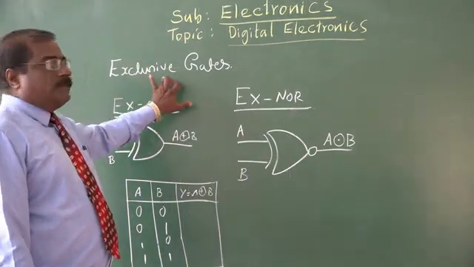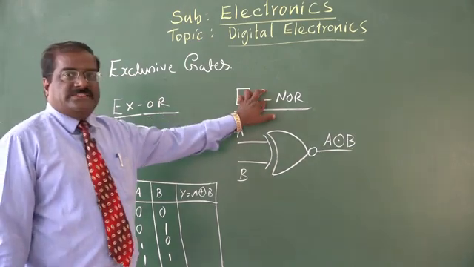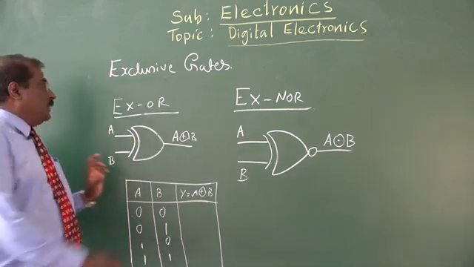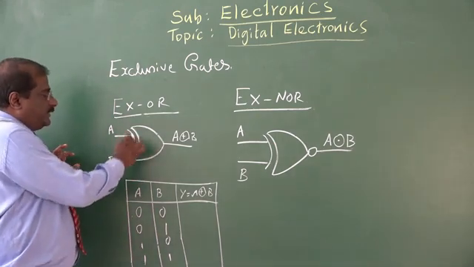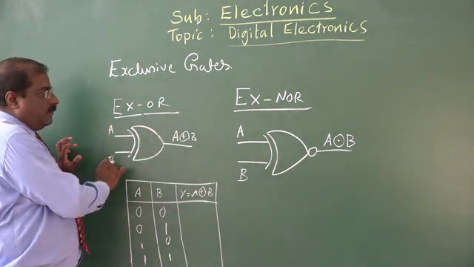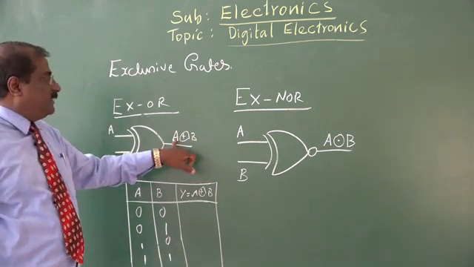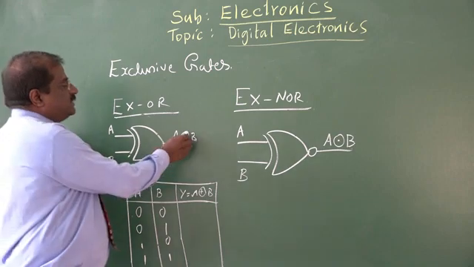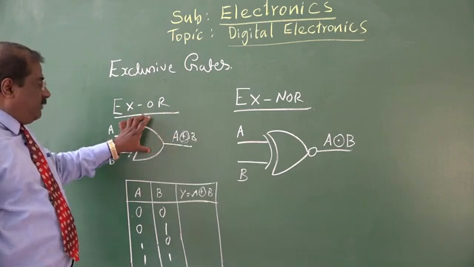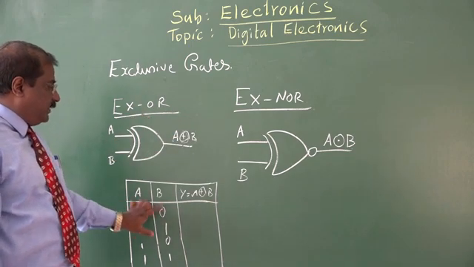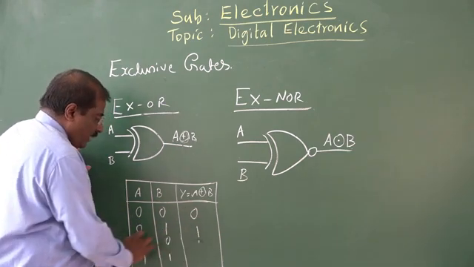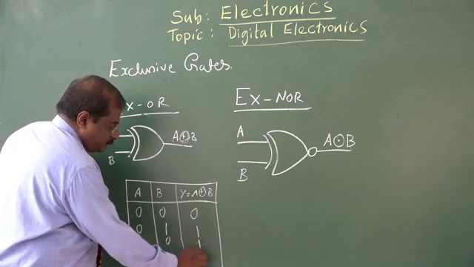This is about the exclusive gates, XOR and XNOR. In this case for XOR, the symbol is written in this form, like an OR gate with an inverted C. The inputs are A and B on the left-hand side, and the output is written as A XOR B, that is the OR function within a circle. The truth table for this is: 0 0 gives 0, 0 1 gives 1, 1 0 gives 1, 1 1 gives 0.